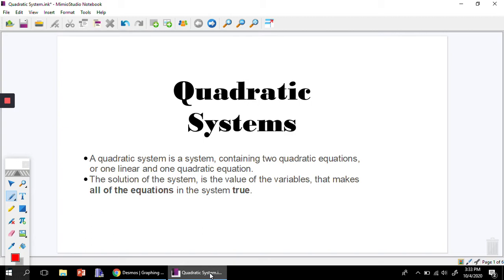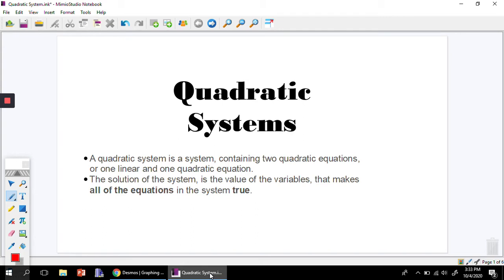So this is actually, I'm just being specific here. We can have two quadratics or one linear and one quadratic equation, but we are going to focus on the system with one linear and one quadratic equation. What do we mean by this? That is when you have two equations and the values of the variables x and y make both equations true.